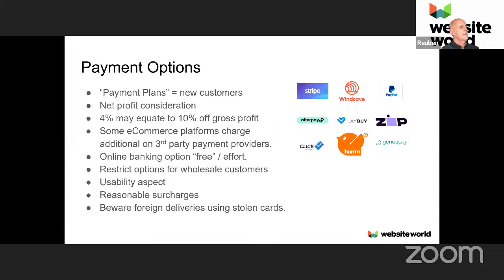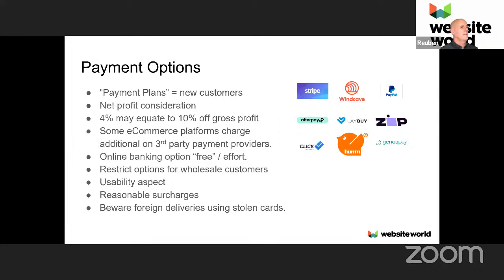Online banking is a popular option, particularly in New Zealand and Australia and England. Most customers know how to easily do it: they put the bank account number in, they put the reference number in, and you get paid. There's usually no transaction fees associated with that, or a very minimal transaction fee from your bank. The only downside of that is that you don't receive that money in your account essentially until the next day or when you reconcile that.